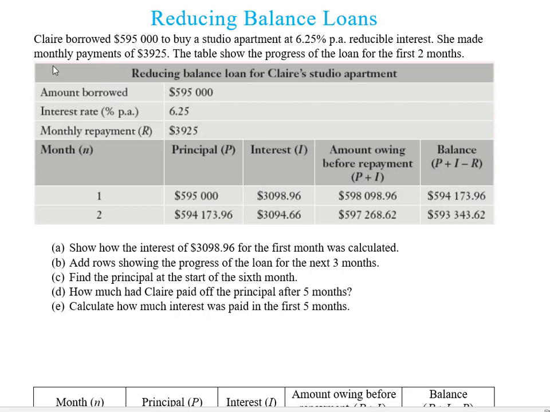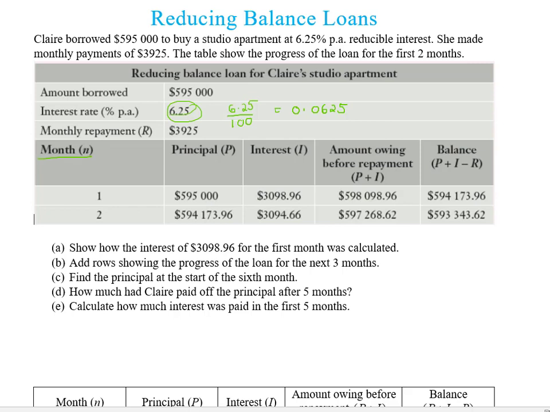So if we have a look at reading the table, first up, I've got the amount that Claire borrowed, which is the $595,000. I have the interest rate, and my interest rate is given to me in percent per annum. And what I'm going to need is to write that as a decimal. So that's 6.25 over 100, and I'm going to write that as a decimal as 0.0625.